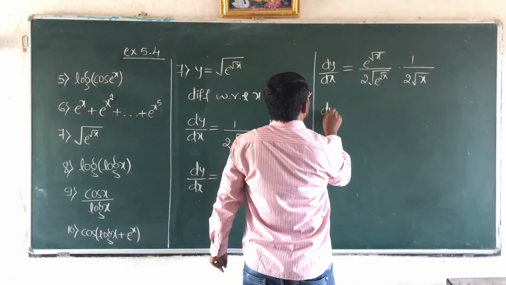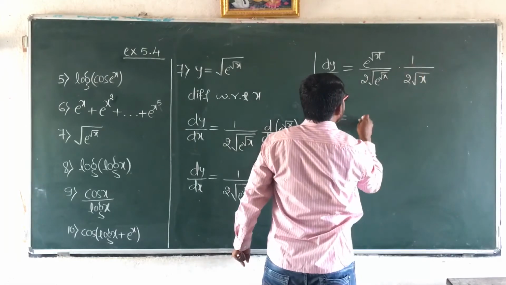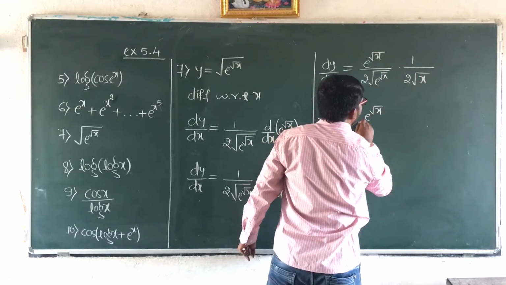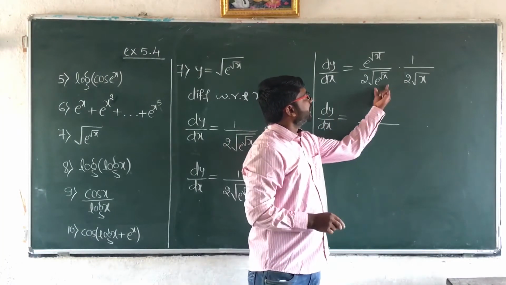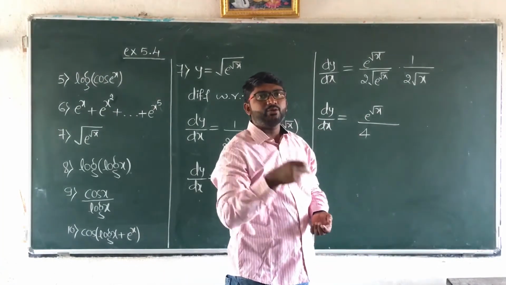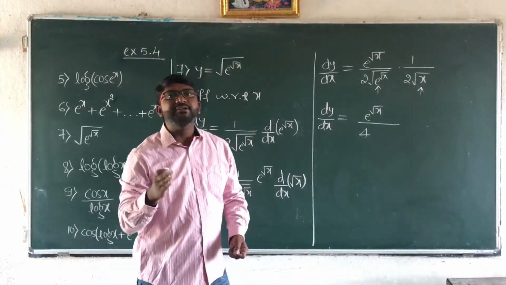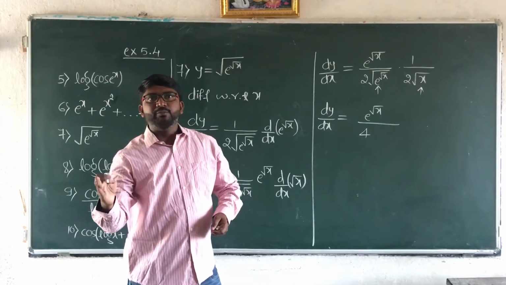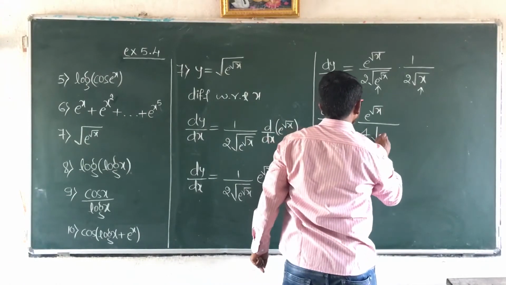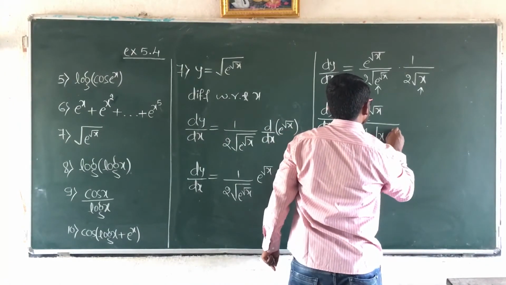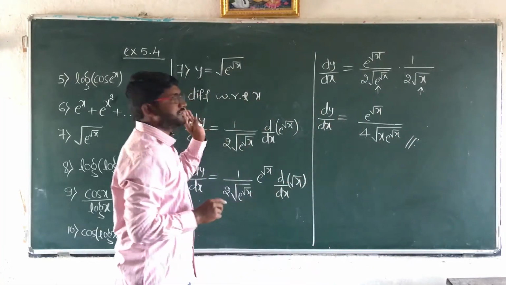So see here, dy by dx is equal to e raised to root x into 1, it is e raised to root x, divided by 2 into 2, it is 4. Now these two are in the form of root a into root b. This term and this term. Root a into root b is equal to root ab. So this we can write as x into e raised to root x. So this is the final answer for the 7th problem.